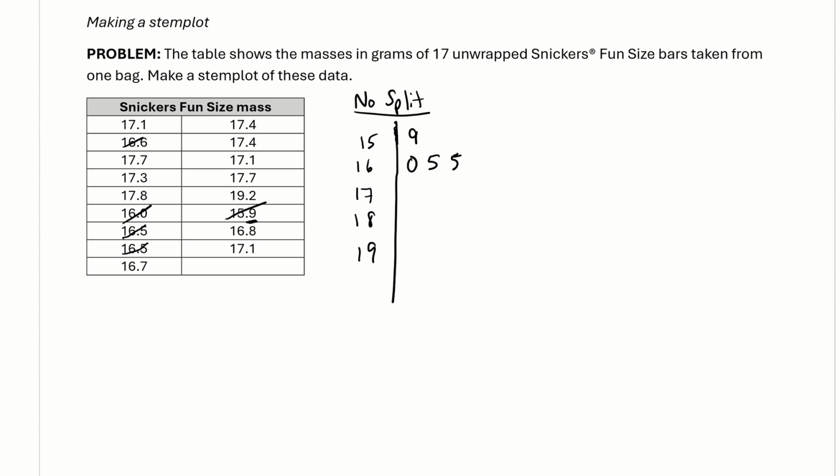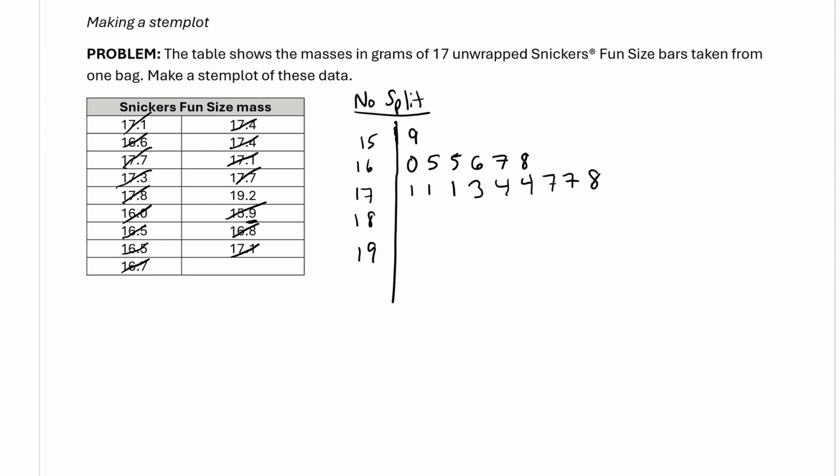I got a 16.6 over here. Got a 16.7, so number 7 there. We got a 16.8, so fantastic. So those are our 16s, and then we're going to go to 17s. So we don't have any 17.0s, but we got a couple of 17.1s. So there we go. We got another 17.1 over here. Looks like we got 17.3, and then we got 17.4s, a couple of them at least. We got 17.7, two of them, and 17.8.